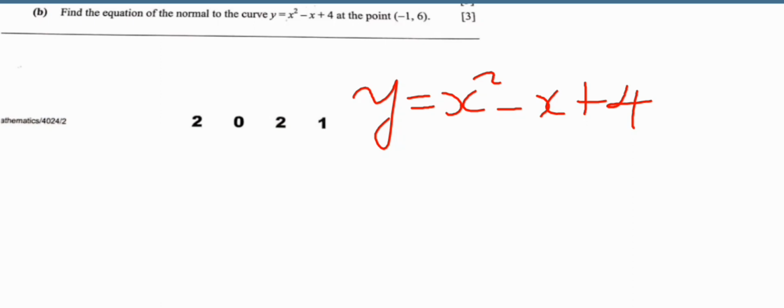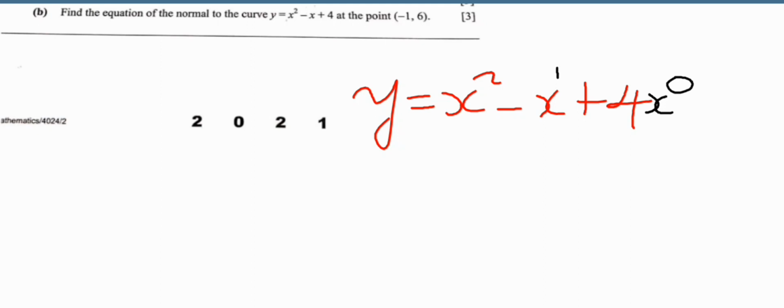or a function, it is arranged in the form of the descending order of its powers, meaning here we have the power of 2, then here we are going to have the power of 1. Then a constant number always has x to the power 0. So now when finding the equation of the normal to the curve, the first thing you need to find is dy dx.